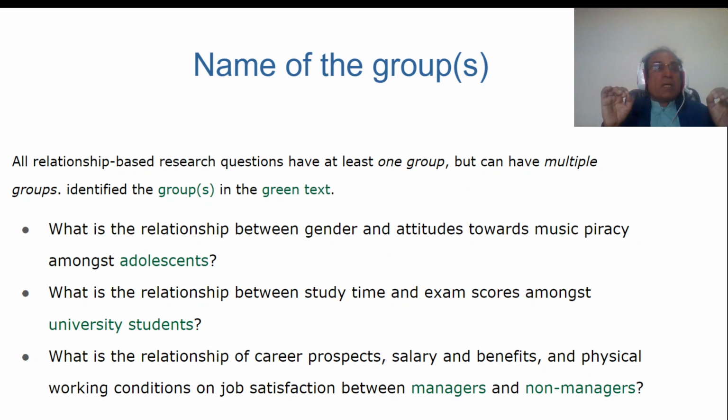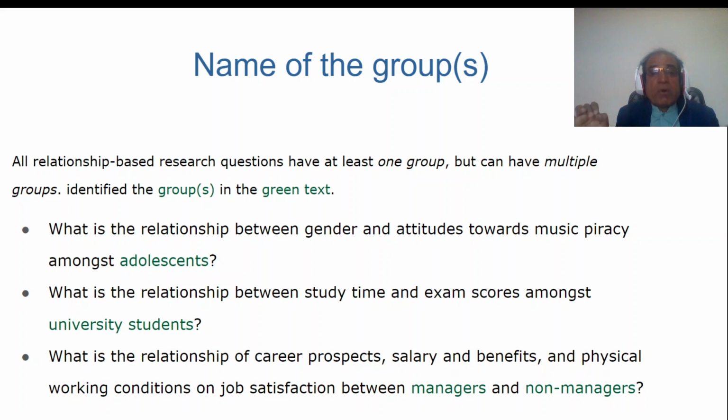Name of the group. All relationship research questions have at least one group, but can have multiple groups. Identify the group in the green text in this example. So, what is the relationship between gender and attitude toward music privacy among US adolescents? Here, adolescent is the group. And the relationship between study time and exam score amongst university students. Here, university student is the name of the group.